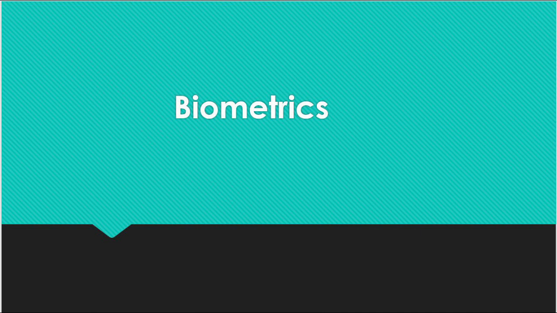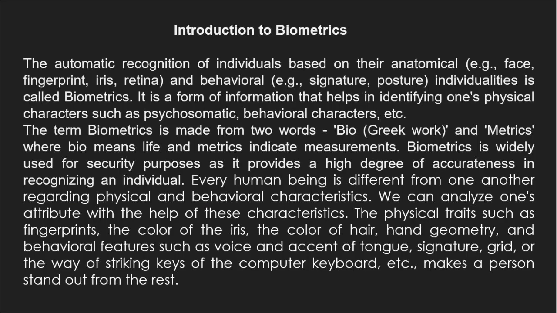Hello friends, today we are going to discuss Introduction to Biometrics, the automatic recognition of individuals based on their anatomical traits, for example face, fingerprints, iris, retina, and behavior, such as signature, posture, and individualities, is called biometrics. It is a form of information that helps in identifying one's physical characteristics, such as psychometric behavior, character, etc.